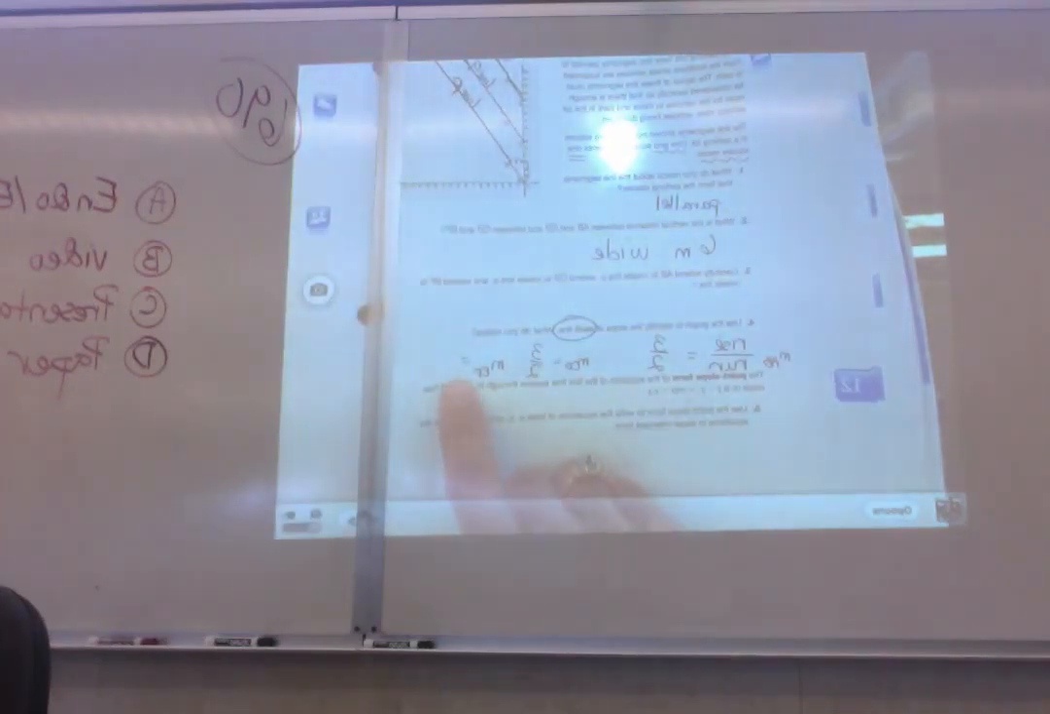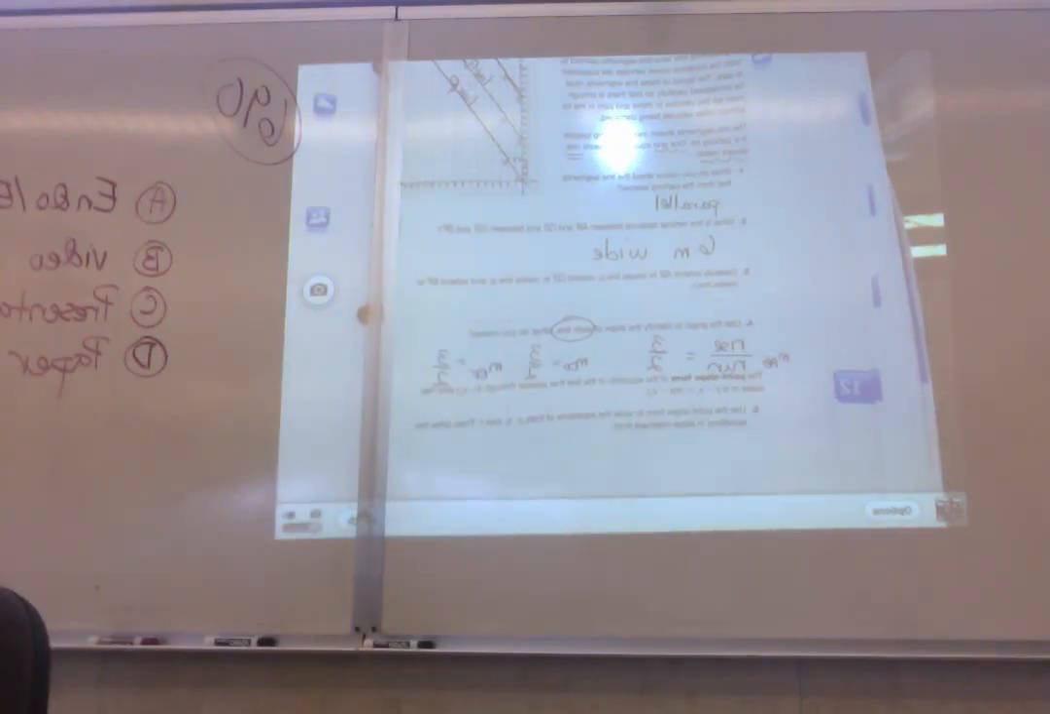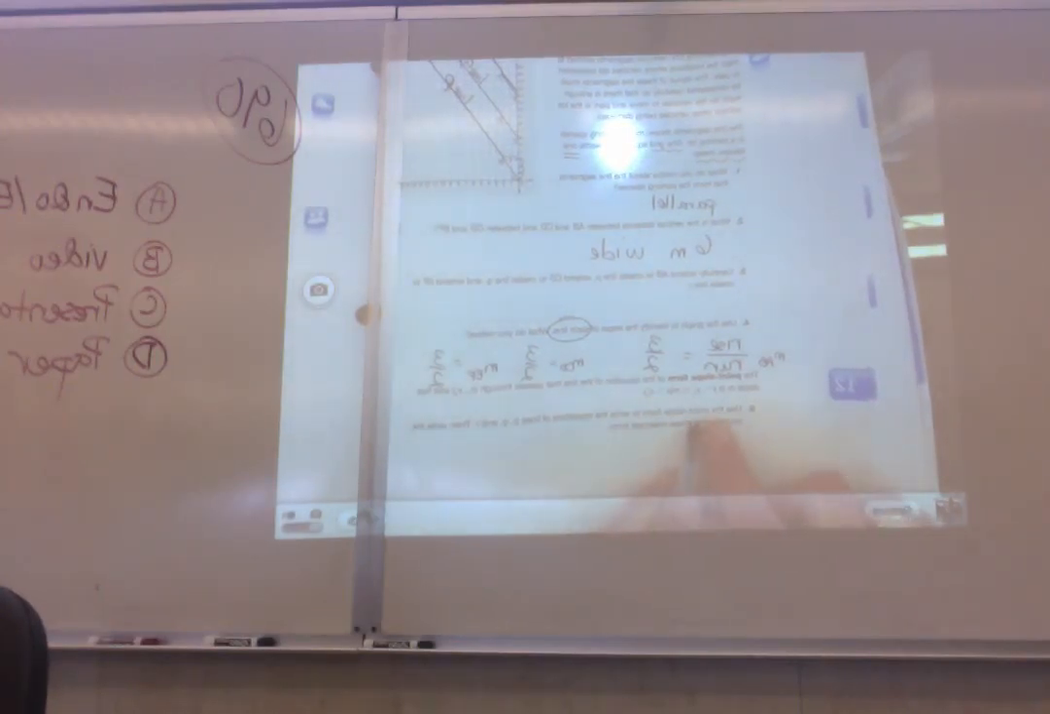Okay. EF. Oscar, what'd you get for EF? 3 over 2 again. What do you notice? All the same. Okay, a generalization there. Parallel lines, what does that tell you about their slope? Same slope.